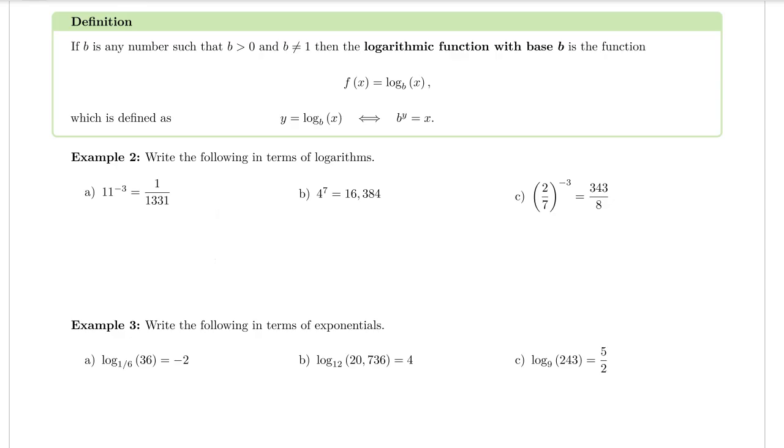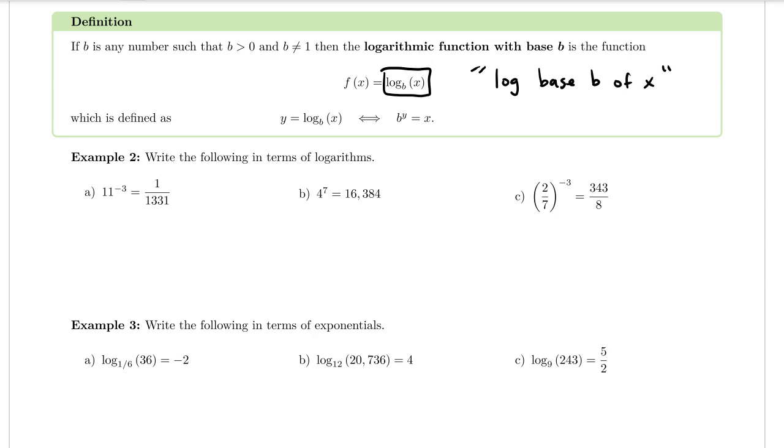If b is any number such that b is positive and not equal to 1, then the logarithmic function with base b is the function f of x equals log, which spells out log and is short for the word logarithm. And then we have the base in the subscript, so we say log base b of x. That is how we read that function.